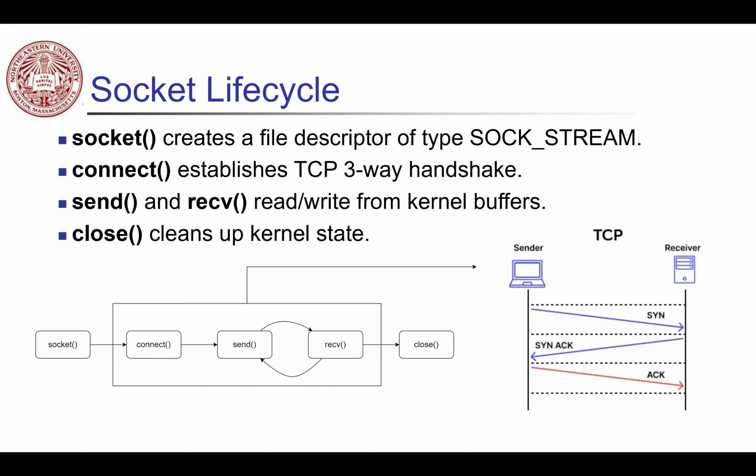The socket lifecycle in the kernel starts with socket, then connect, send, receive, and close functions. The kernel maintains data structures to track each socket's state, buffers, and protocol control blocks. The graph at the bottom right corner shows the establishment of a TCP connection, which is called three-way handshake.